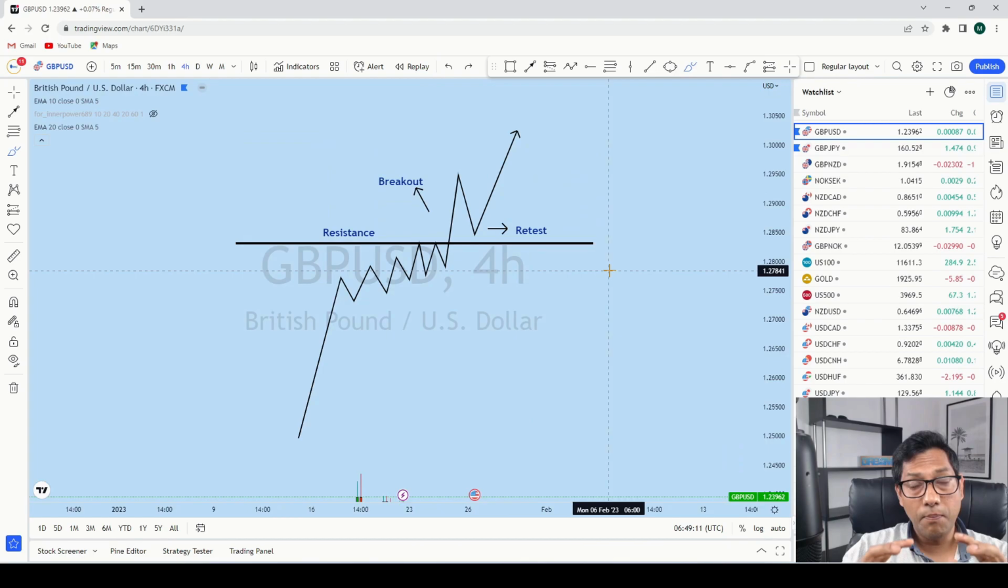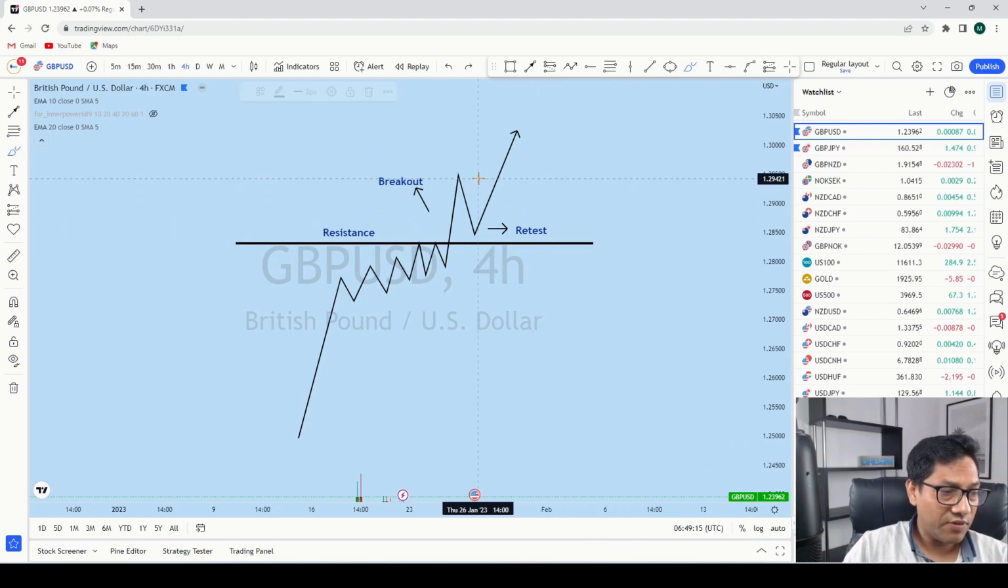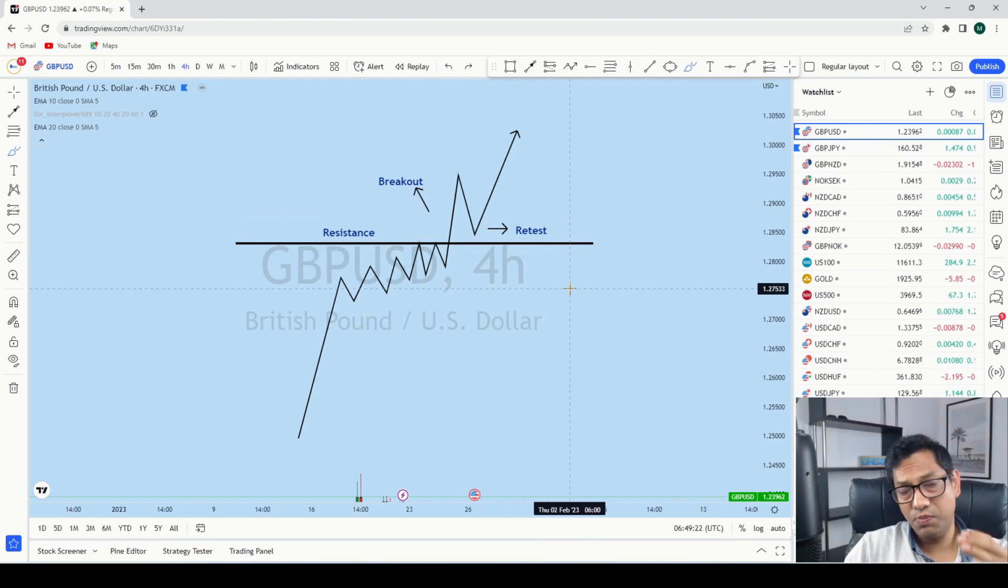And the more rejection, let's say you saw two candles back to back rejected from here, creating a higher low, that's the sign that there is a big probability for this price to push to the upside, and that is where the entry is. Very simple, guys.